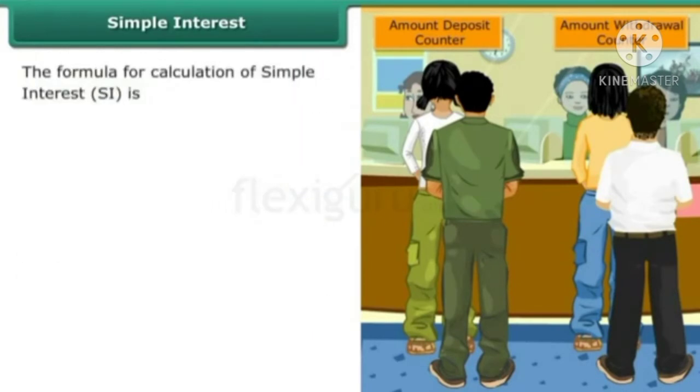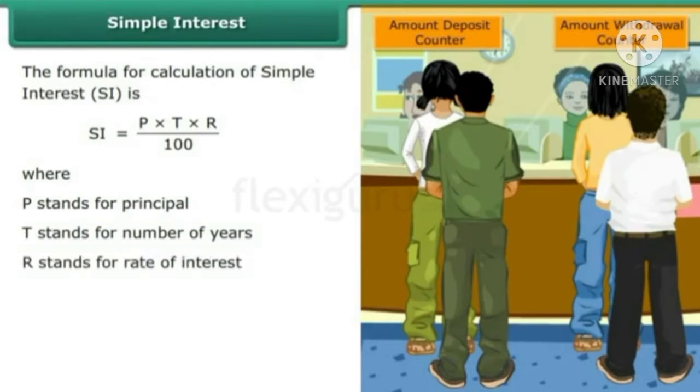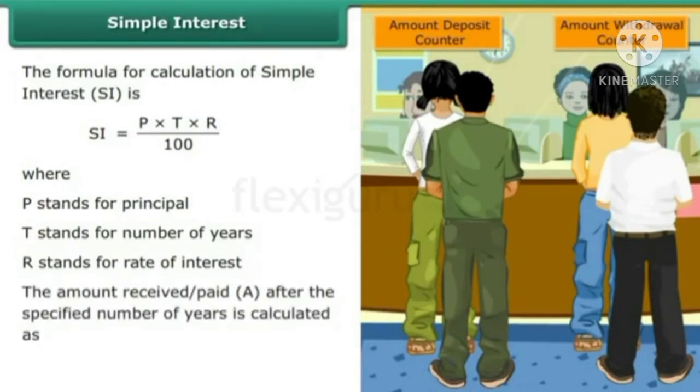The formula for calculation of simple interest is SI, simple interest, equals P into T into R by 100, where P stands for principal, T stands for number of years, R stands for rate of interest. The amount received or paid after the specified number of years is calculated as A equals P plus SI, principal plus simple interest.